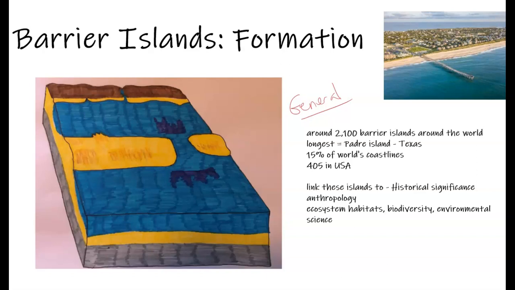15% of the world's coastline is covered with these barrier islands, some small, some large, like in Texas. Some that are populated, some aren't. Some are just above the water. Some are tens, 20 feet above the water. There's around 405 in the States alone.